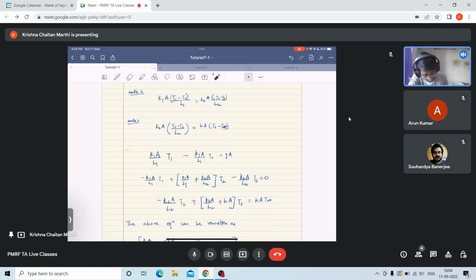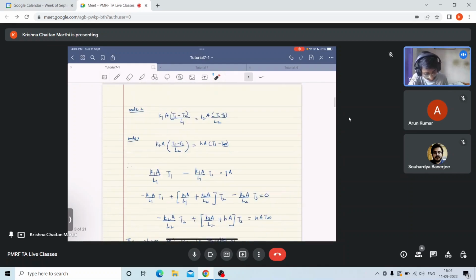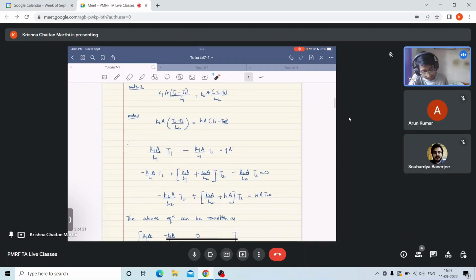From this we can expand these equations. We get k1A by L1 T1 minus k1A by L1 T2 equal to qA. Similarly we get minus k1A by L1 T1 plus (k1A by L1 plus k2A by L2) T2 minus k2A by L2 T3 equal to 0, and then we have minus k2A by L2 T2 plus (k2A by L2 plus hA) T3 equal to hA T infinity.